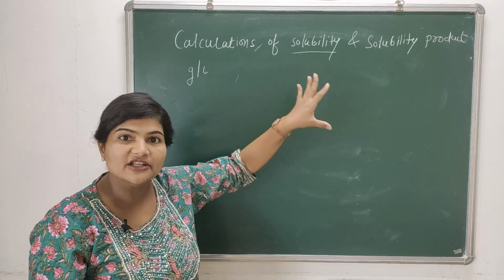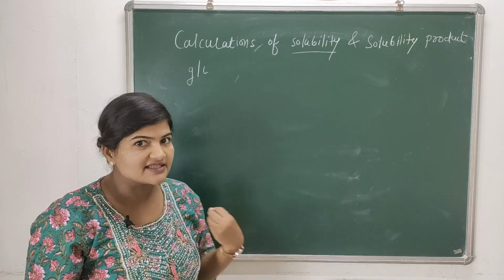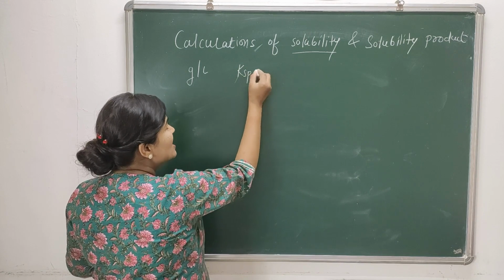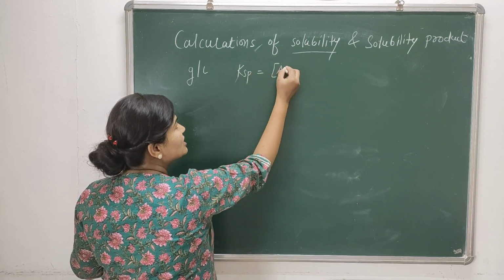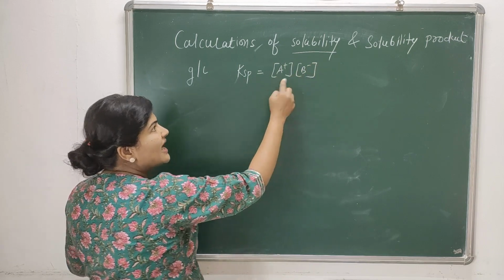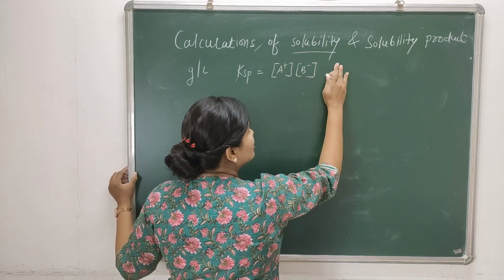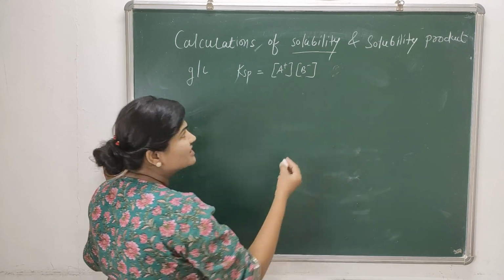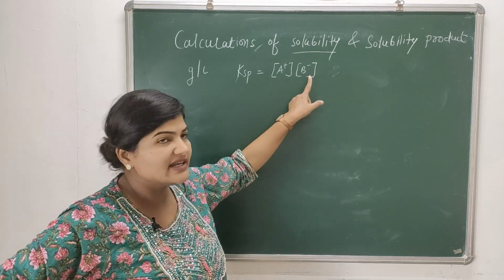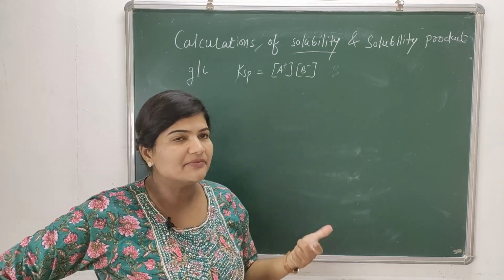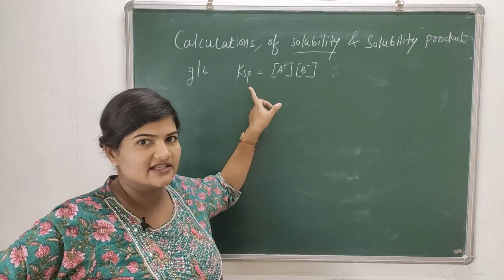Now what is solubility product? We have already discussed it, but still, solubility product is given by Ksp, and it is nothing but the ionic concentration product of that particular salt at the saturation point, or at solubility equilibrium, whatever you call it. So the ionic product at saturation, or ionic product at solubility equilibrium, is referred to as Ksp.